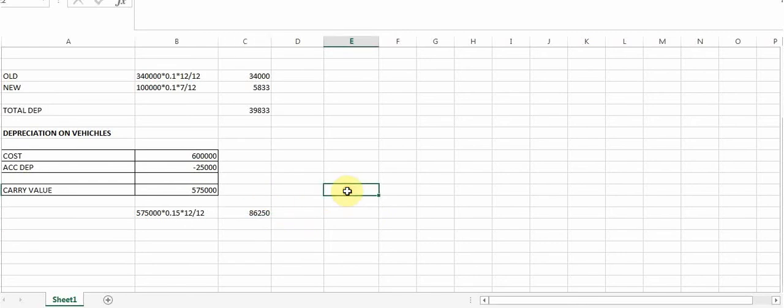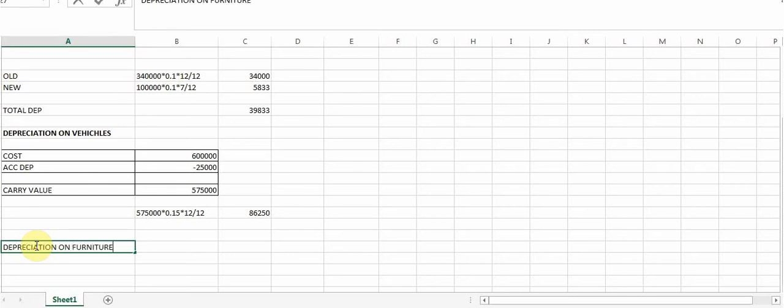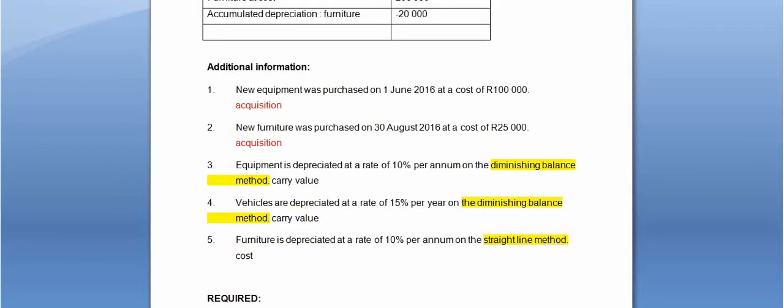So there I've done my calculation for vehicles, and then I can move on to calculating depreciation on furniture, which is then the final asset that we need to calculate depreciation for. Again, you will find in this question that we have an acquisition during the year, because they tell me on 30 August they first got a new equipment that they've added there for 25,000 rand. So I know, again, I will have to split my calculation, but I'd like to refer you just to note 5 and to make sure that you see that this is on the straight line method.